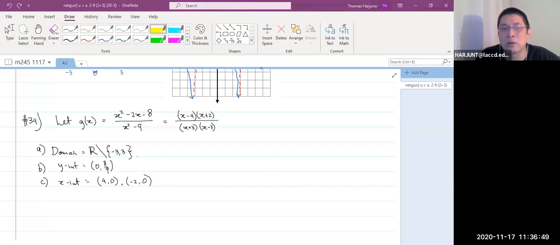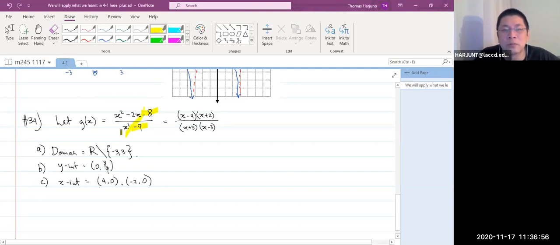Then the constant is 0. If the 8 and 9 are not there, then it's 0 over 0, right? But 0 over 0 is undefined, therefore there's no y-intercept.